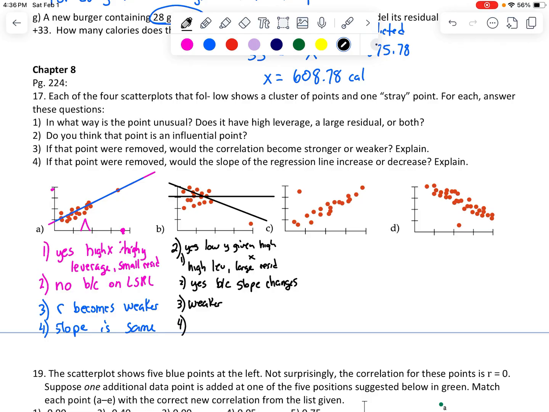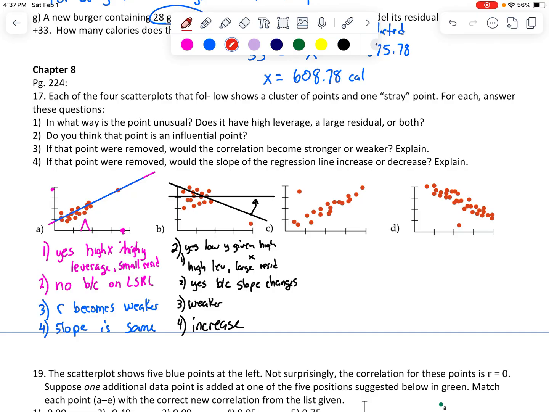Okay. And number 4 is the slope of the line. Again, with that point, here's the line with the point. If I don't have that point, it comes up. So that means since my line went in an upward direction, I will draw that in there just for note's sake. That means the slope of the line is going to increase.